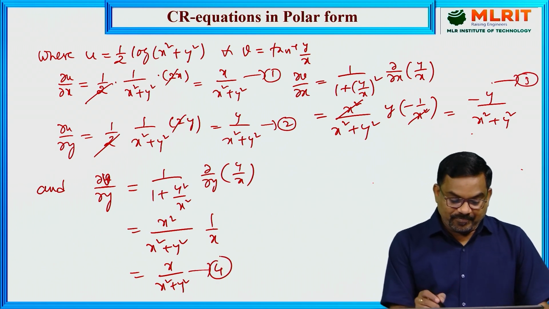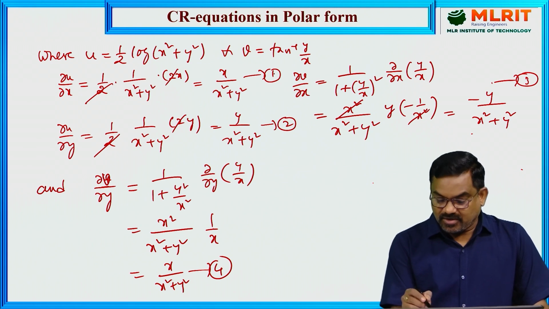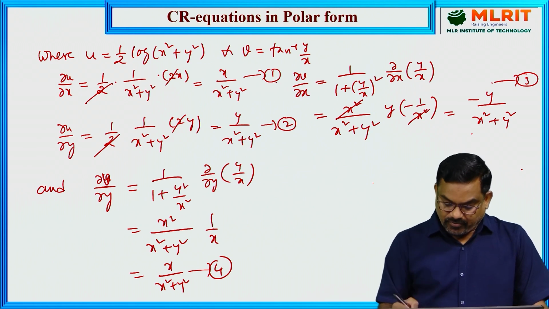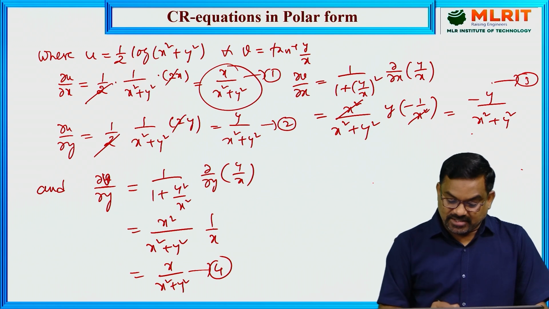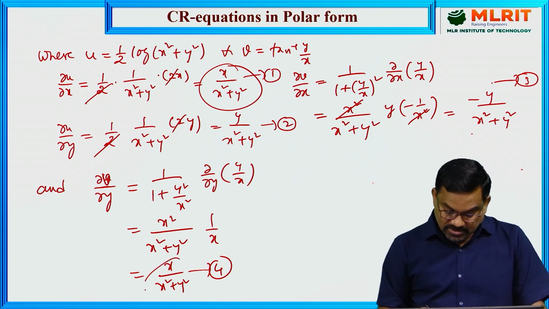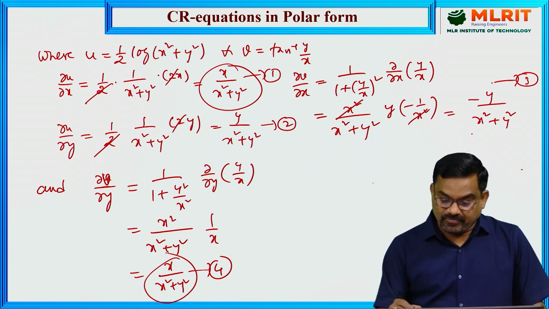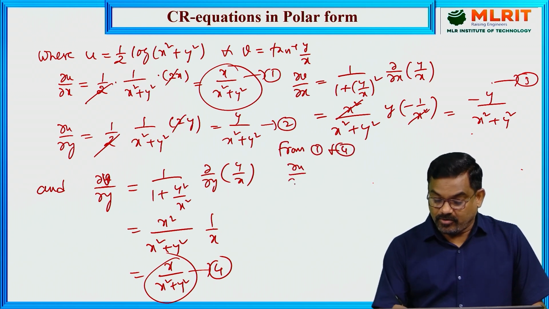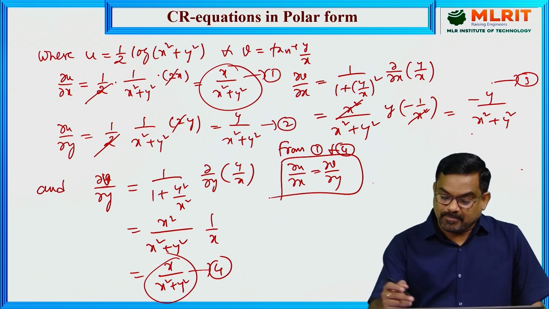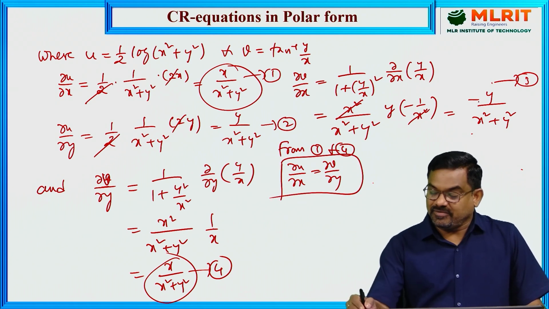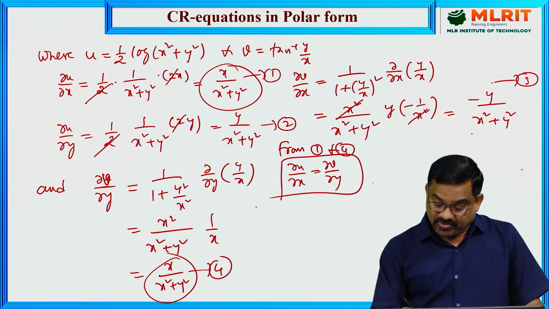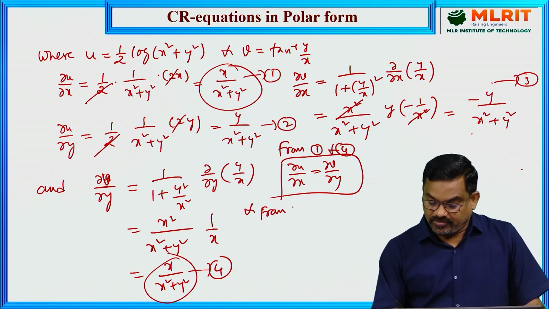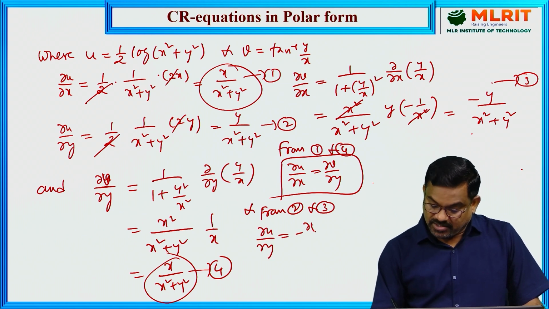Now clearly you can observe equations 1 and 4. ∂u/∂x is x by x square plus y square and ∂v/∂y is x by x square plus y square. So therefore from 1 and 4, ∂u/∂x is ∂v/∂y, the first condition. And let us compare 2 and 3. Just the difference is the negative sign. So from 2 and 3, ∂u/∂y is minus ∂v/∂x.